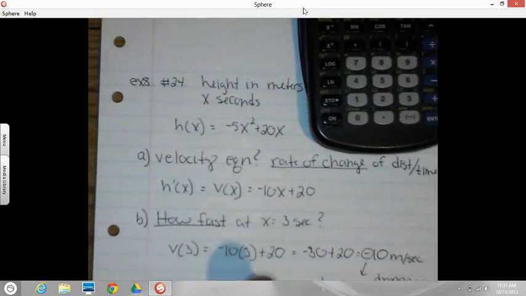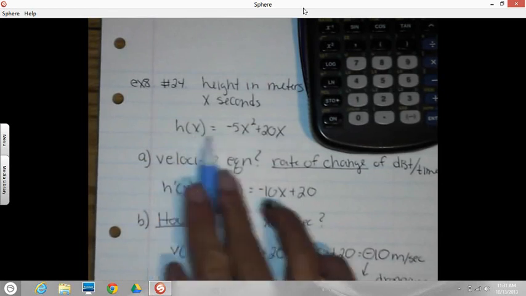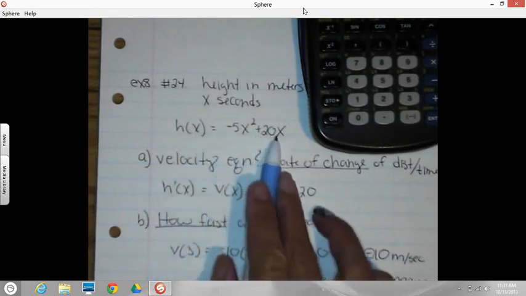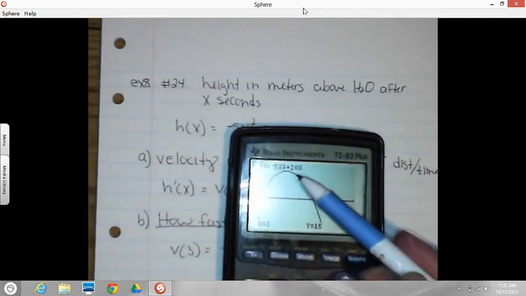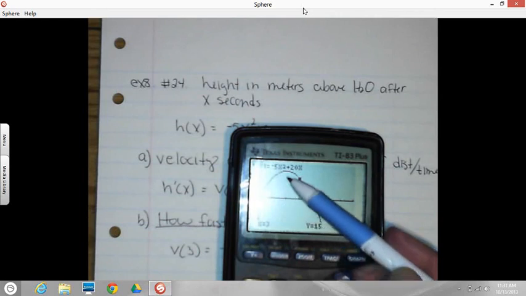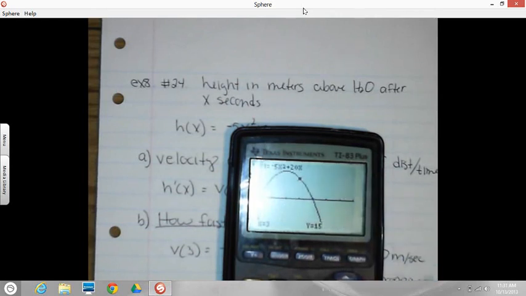at its highest. Well, there's two ways to do this. The algebra way is to look at the height equation, and we want to find its maximum. Well, we have to have a calculator to do that. We want to know what x value puts this graph at its highest. So let's do that with the calculator.